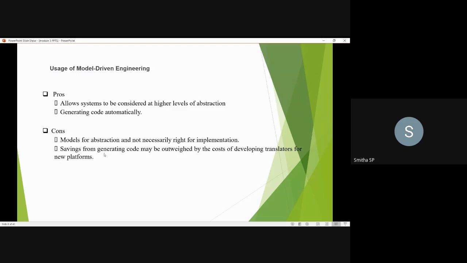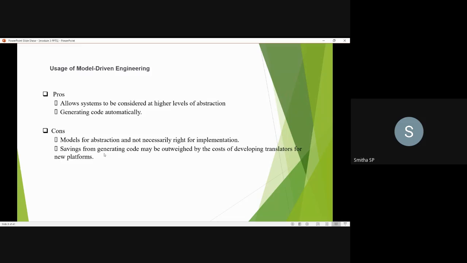Model driven engineering is still at an early stage of development, so it is unclear whether or not it will have a significant effect on software engineering practice. So for now, we have both the advantages and disadvantages of model driven engineering. Let's see what they are.